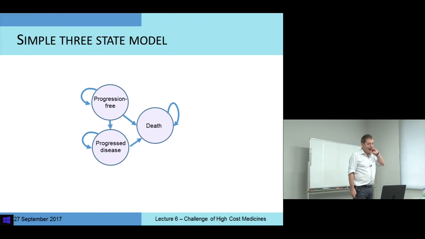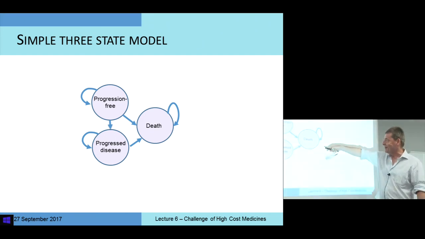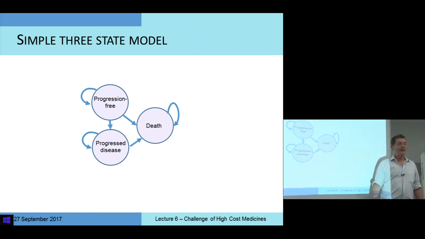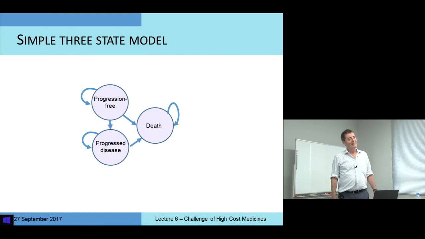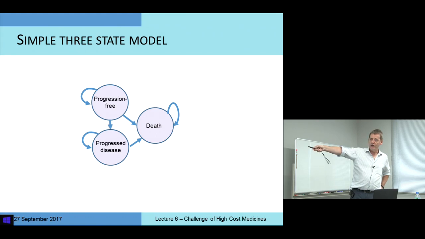So this is the model. Now, I think on your handout, rather importantly, you're missing an arrow from here to here. I can only apologize. That would be a rather strange model. So the idea again is, we start our patients progression-free, and over time they could stay progression-free, that's this arrow here, or they could progress or possibly die. If they progress, for a period of time they can remain progressed and then in due course die.